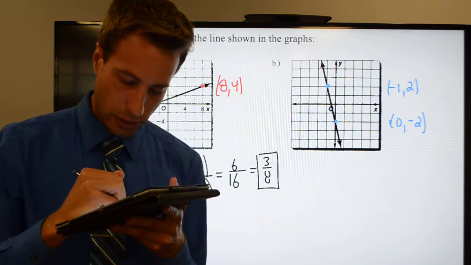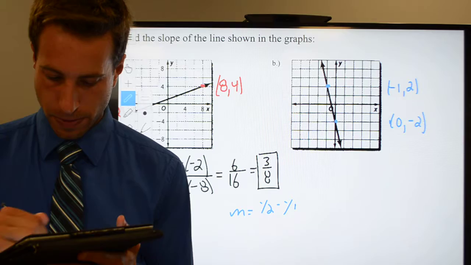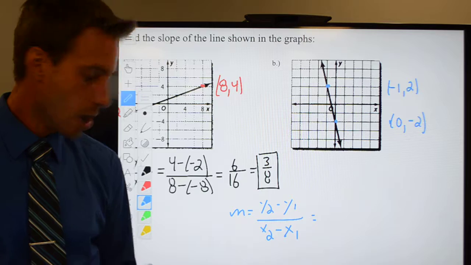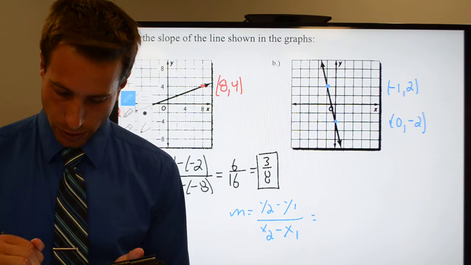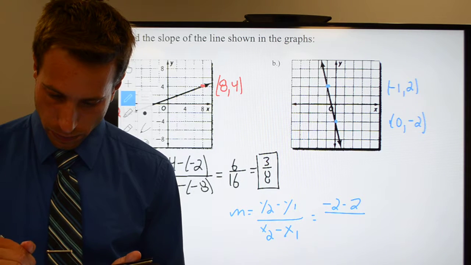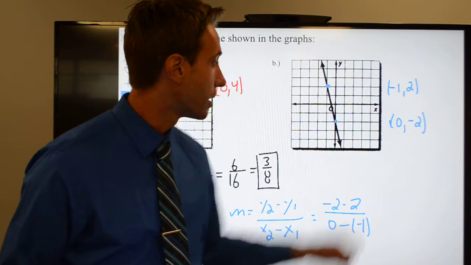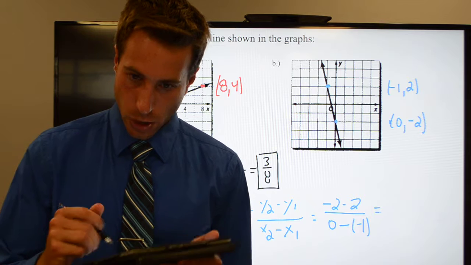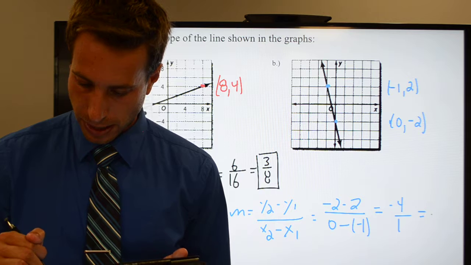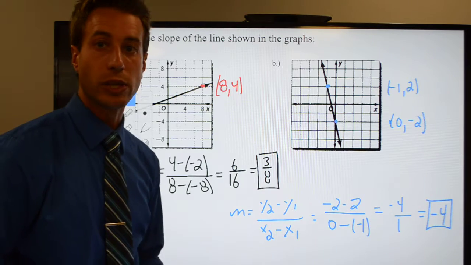All right, here we go. I'm going to need to find the slope for this. So m is equal to y2 minus y1 over x2 minus x1. It looks like I'm going to have -2 minus 2, all over 0 minus, careful, it's a minus a -1, right? Minus a -1. Watch your signs. We wind up with -4 over 1, which is just going to be -4. Slope of -4.